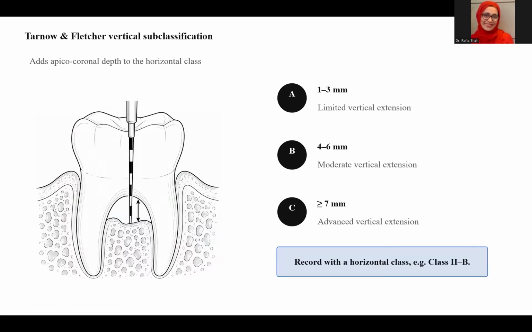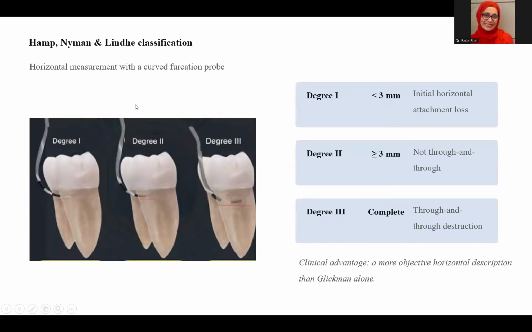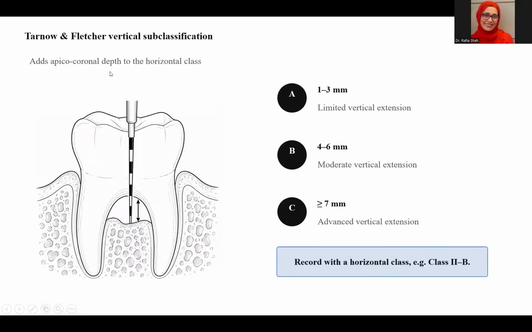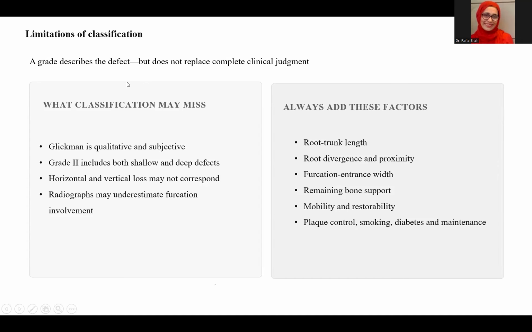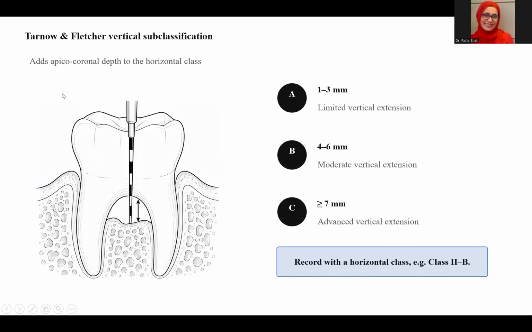Now comes another classification, that is Tarnow and Fletcher. They saw that Hamp, Nyman and Lindhe talk about the horizontal direction of invasion. But how about the vertical? There is also bone loss occurring in a vertical direction, and nobody talked about vertical bone loss. So it's better to talk about vertical bone loss at the same time in the interradicular region. So they added apicocoronal depth. According to them, not only is horizontal bone loss present, but there is also vertical bone loss.